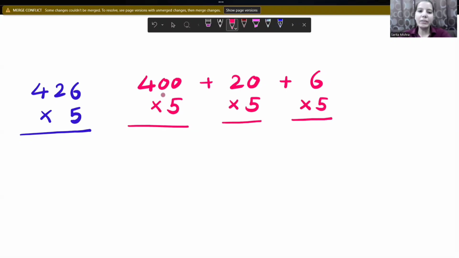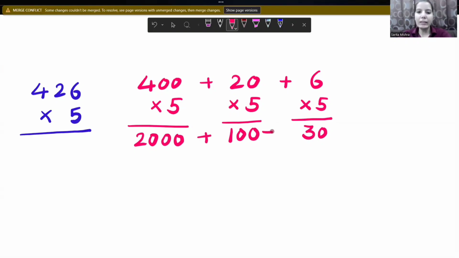So simply we are doing 4 times 5, that is 20. And we will put the 2 zeros as it is. So that is 2000. 5 times 2 is 10 again, and we put the zero as it is. 5 times 6 is 30.